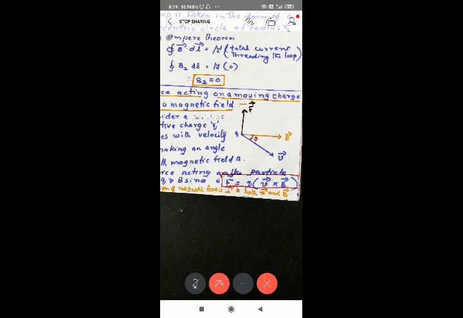What is V cross B? VB sin theta. What is theta? Theta is the angle between V and B. Okay. So that is the vector notation of the force acting on the moving charge.